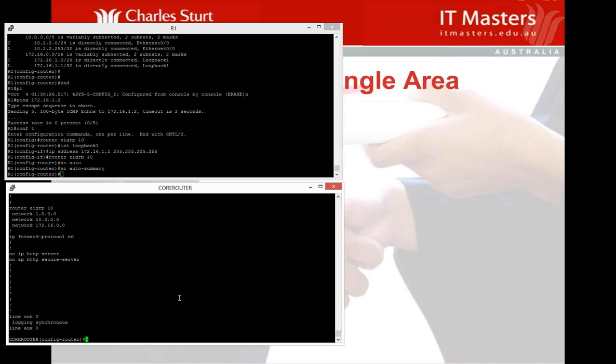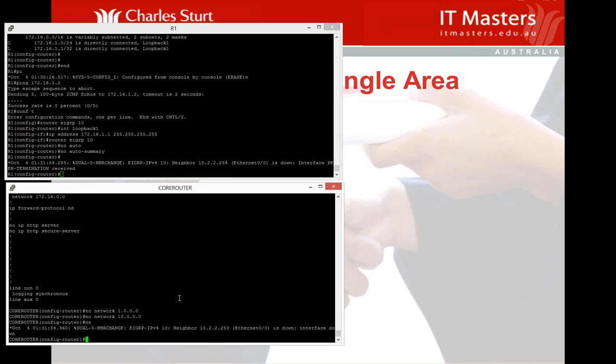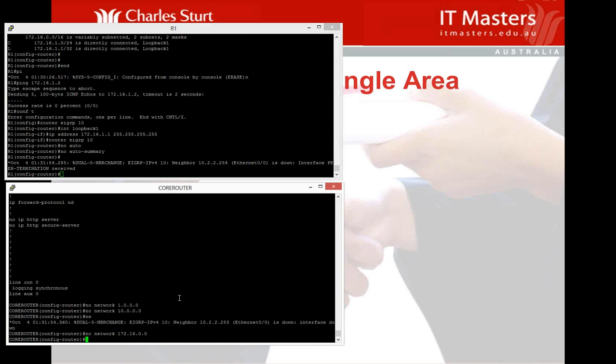However, if I now go no, not there. Oh no, see how the adjacency went down? And again, that's because I've not said advertise this route into EIGRP, I've said now I don't want that to participate in EIGRP.